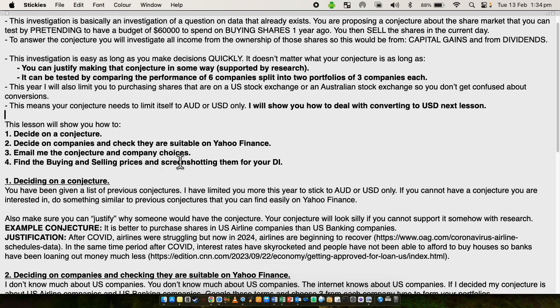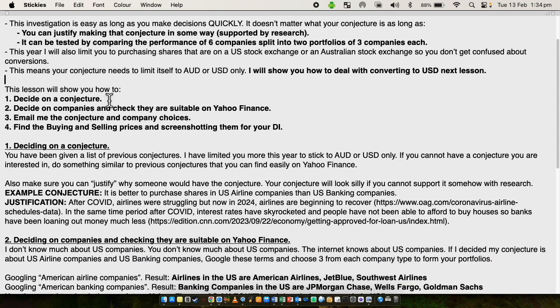So this lesson, all I will do is show you how to decide a conjecture, how to decide the companies, and check if they're suitable on Yahoo Finance. I'll show you what I want you to email me, so I have a list of conjectures from all of you people. And then I will show you how to find the buying and selling prices so you can screenshot them for your DI. So you can literally do the maths now. You could do the buying, you could do the selling, you could do break even, you could do capital gains. You could do about 1/3 of the DI already.